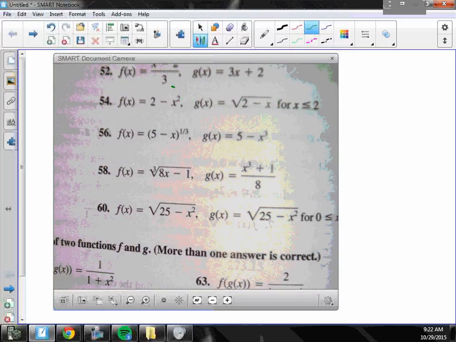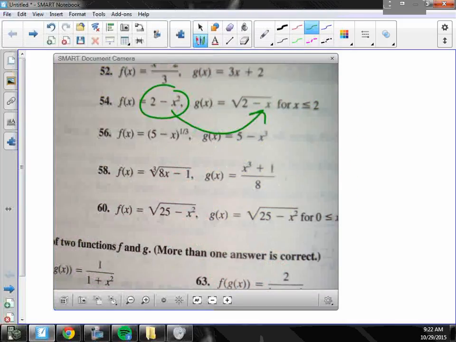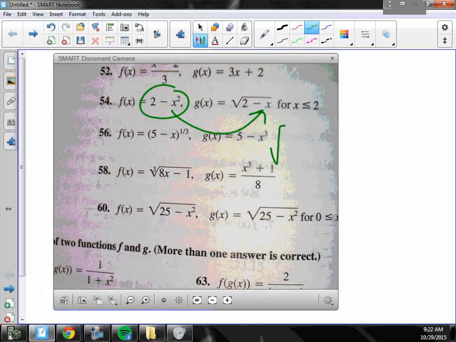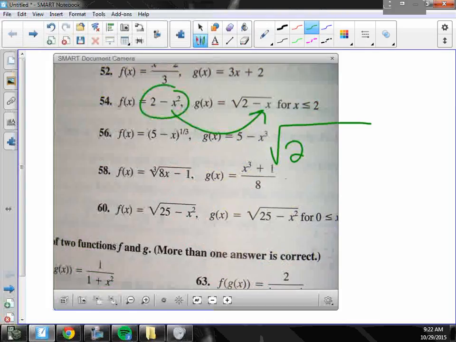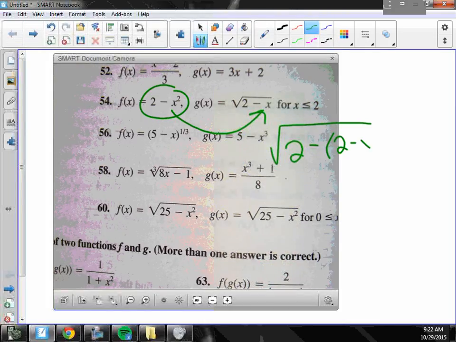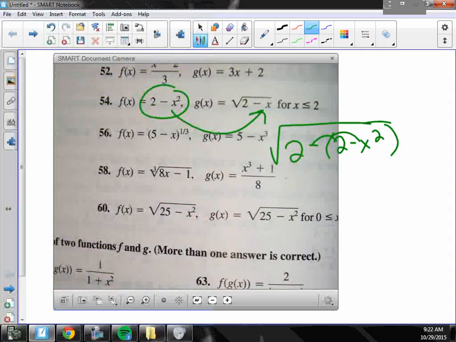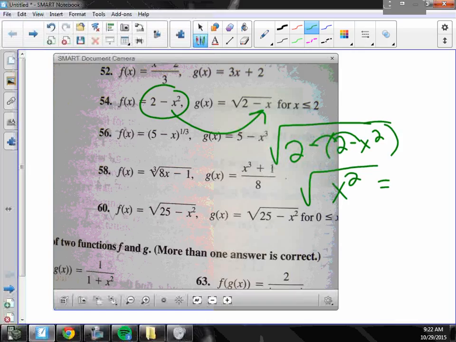And the other way, if I plug this in here, let's see that a little bit better. The square root of 2 minus 2 minus x squared. Distribute the negative. 2 minus 2 is 0, and I get the square root of x squared, which is x.